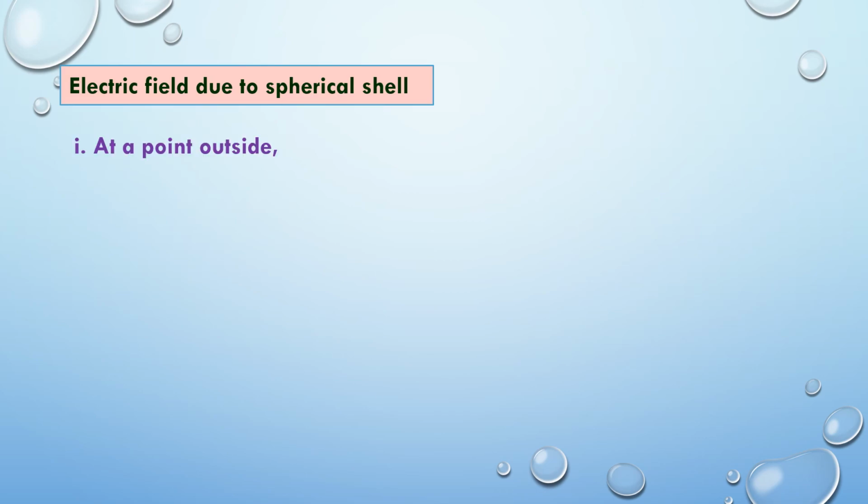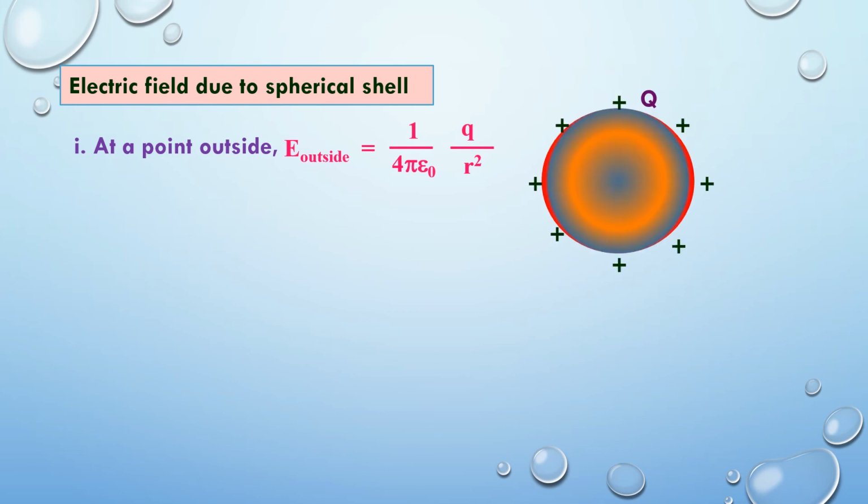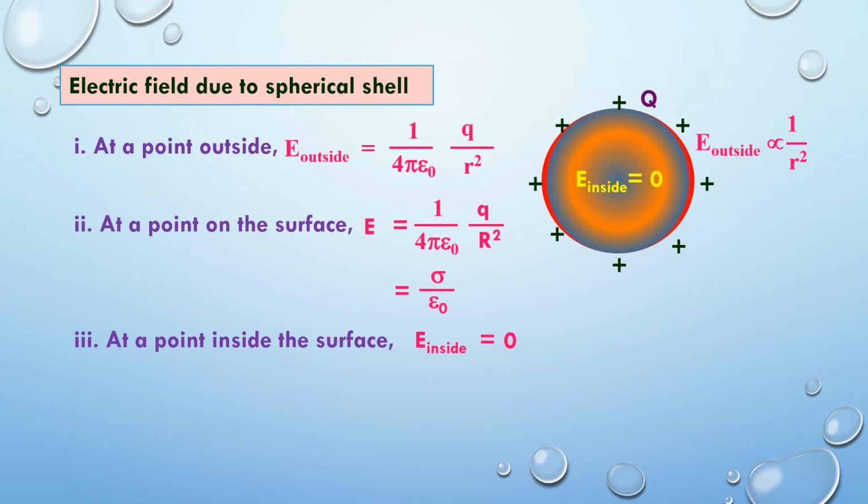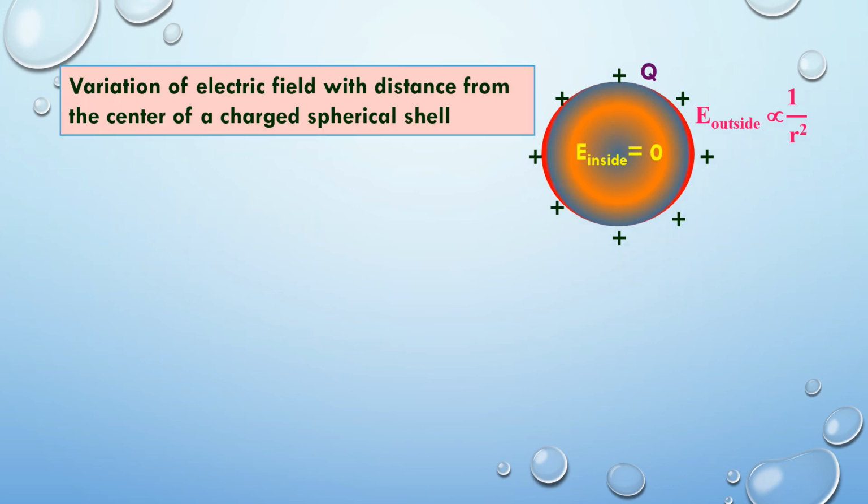Now, the electric field due to a spherical shell at a point outside is given as 1 upon 4 pi epsilon naught Q by r squared, where E is inversely proportional to r squared. At a point on the surface, E is equal to 1 upon 4 pi epsilon naught Q by r squared, and is also written as sigma upon epsilon naught. And at a point inside the surface, E is equal to 0.